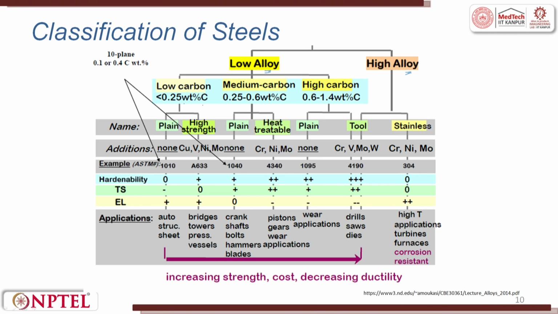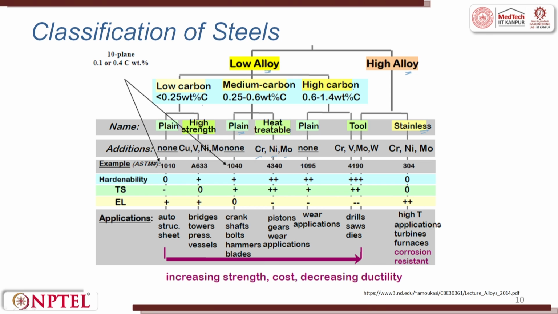Okay. So, you can see here under low carbon also you will have plain carbon and high strength, then you will have plain carbon heat treatable, then you will have plain carbon which is used for tools, and high alloy falls under the category of stainless steels. Again here, plain means there is no addition of any alloying material or any other elements. High strength, you can have copper, vanadium, nickel and molybdenum. Whenever I say plain, there is no addition apart from carbon. For heat treatable, chromium, nickel and molybdenum are added.